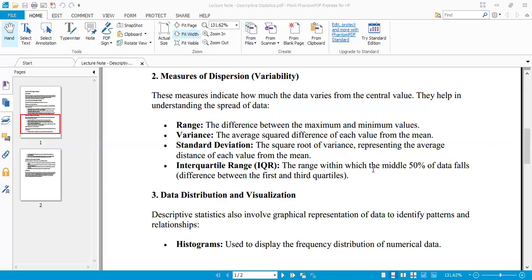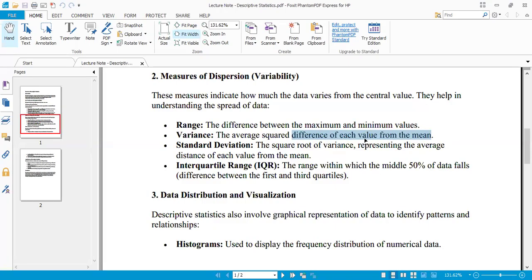Now, the variance is a measure of the spread of data as well. Just like range measures the spread, so does variance. How do we know that it measures the spread? Look at it. Is the average squared what? Difference. Difference from what? Mean.